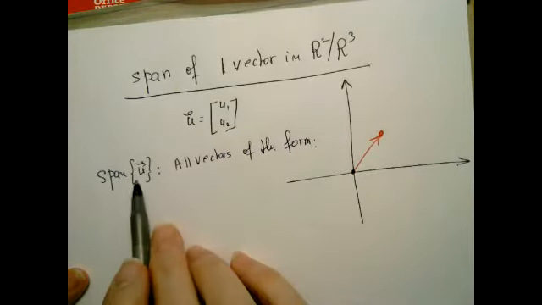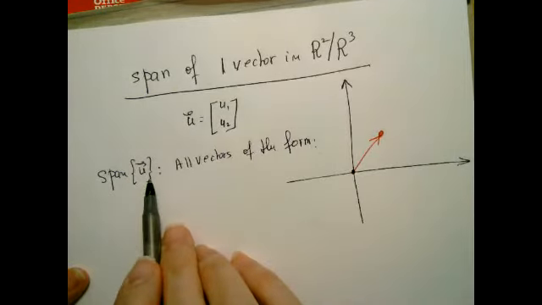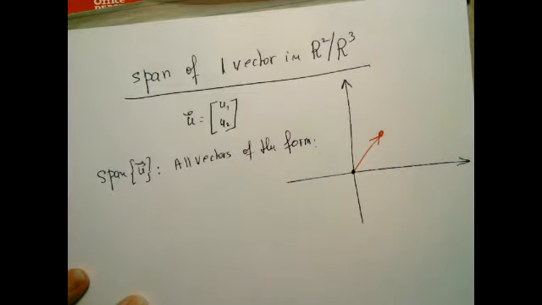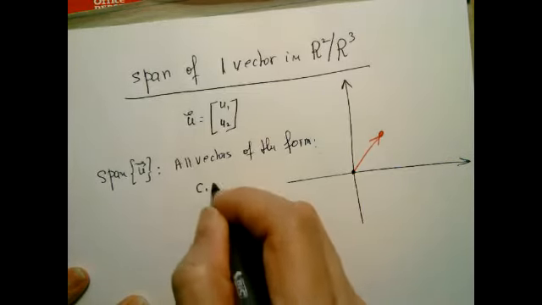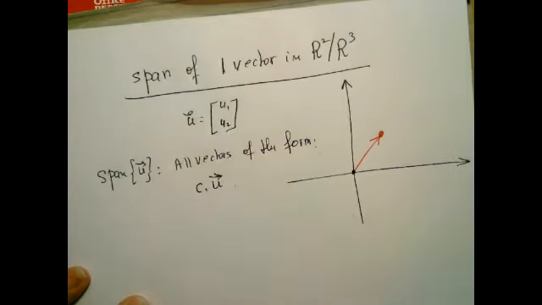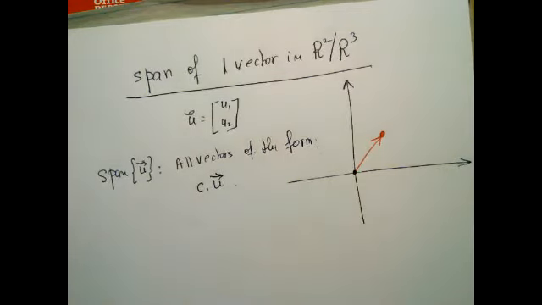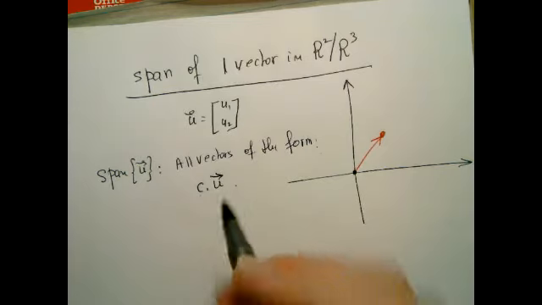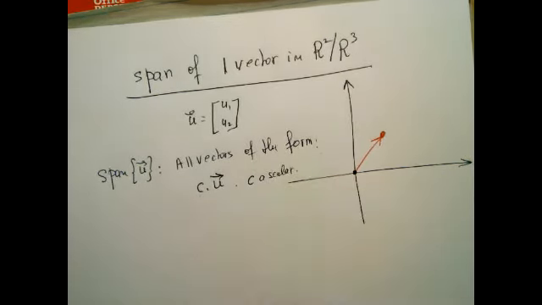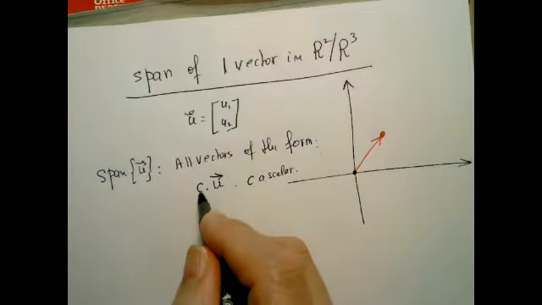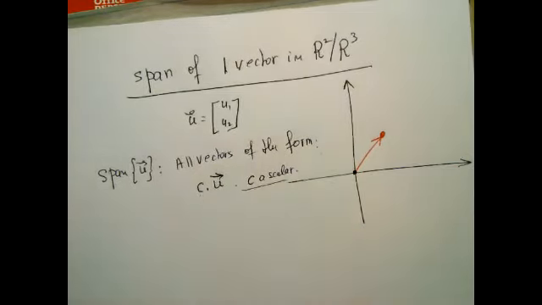What form? Combination of U. What does it mean, combination of one vector? It means of the form a scalar times U. So what we mean by the span of U, it means all the vectors which are of the form C times U, C is a scalar. If you have two vectors, it's C1U plus C2V. If I have one vector, it means everything of the form C times U, where C is a scalar.